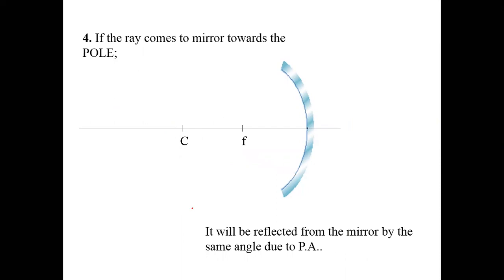If the ray comes to the mirror towards the pole, what's going to happen? It's going to be reflected from the mirror by the same angle. Let's say you send it here by 30 degrees. It's going to be reflected by 30 degrees like this. This is the pole.